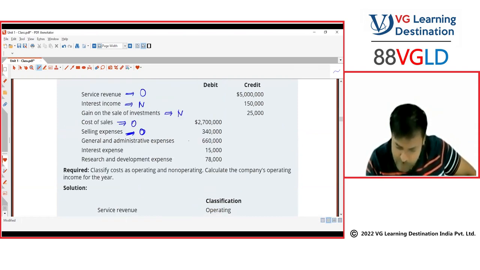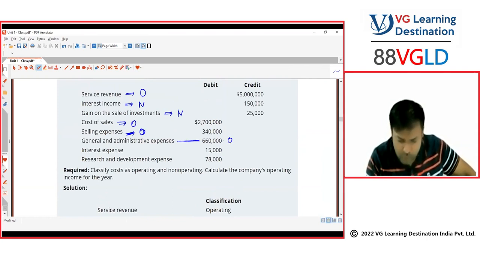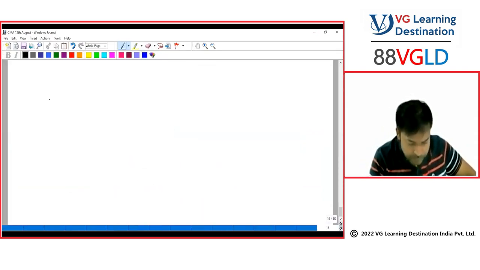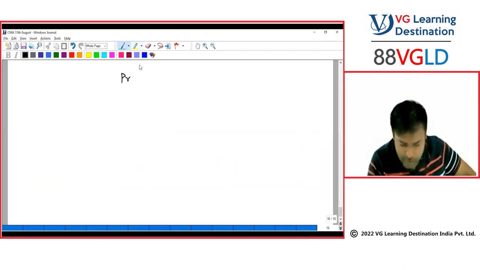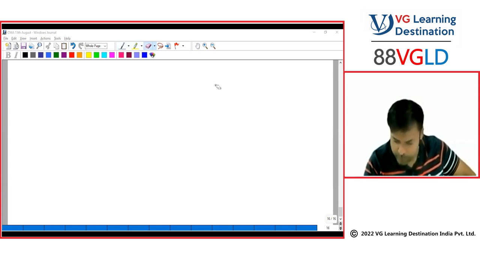General and admin expenses, everyone. Operating. Again, operating in that case. No, Praveen, it is going to be operating. Okay, I think I got the confusion. I hope so. The confusion is between actually, I think I've already discussed it in part two. How many of you have not done part two? Okay, many people have not done it.